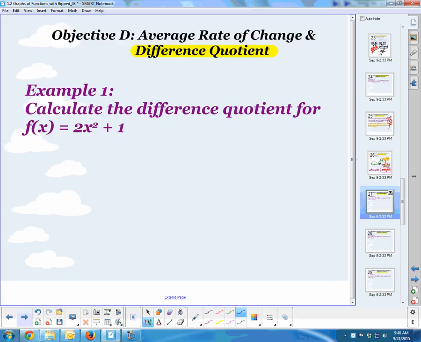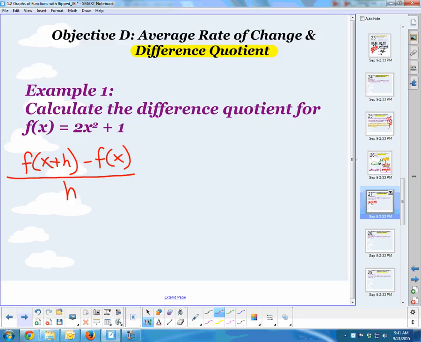You'll note here, as opposed to the average rate of change, I haven't given you any specific x values because we don't need any specific x values. We're doing it for the whole general case. I'm going to start by writing the formula for the difference quotient. I'm a big believer that we should write formulas as we're learning them, write them and write them and write them. It helps to move from the short-term memory into the long-term memory.